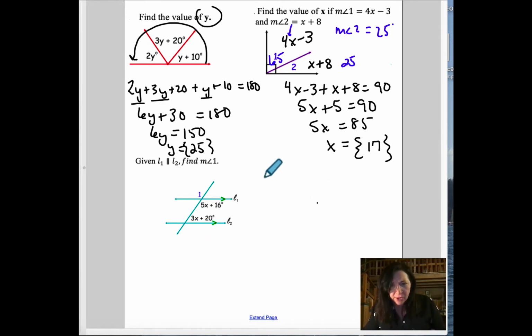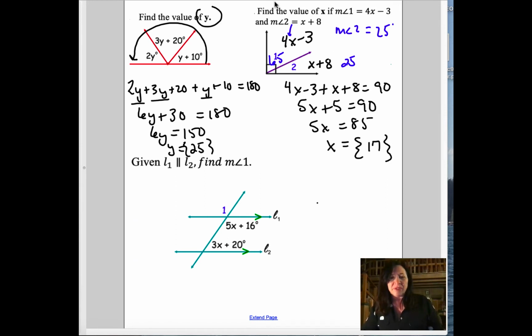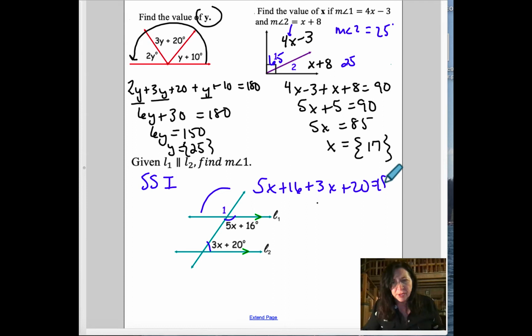For this problem here, it's telling me that the two lines are parallel. And our job is to find angle 1, which is over here. Okay, there's angle 1. But in the meantime, we know that if these are parallel, then we have same side interior angles, right? Same side interior angles are supplementary. What that means is that 5x, see these two inside, this one and this one, add up to 180. They're on the same side. They're called same side interior angles. They're supplementary. 5x plus 16 plus 3x plus 20 is going to add up to 180 degrees.